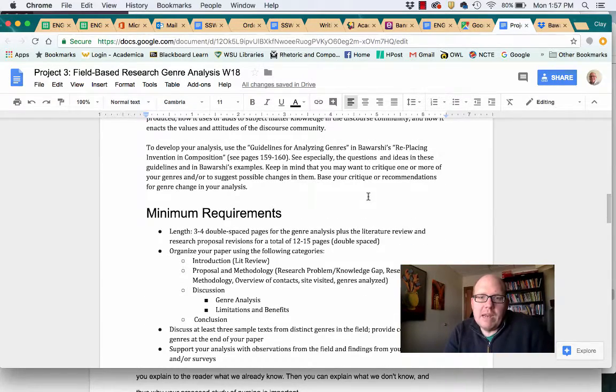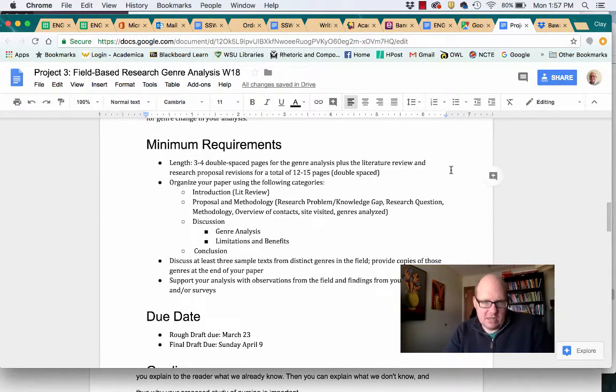So the minimum requirements are 3 to 4 double-spaced pages for the genre analysis, plus the literature review and the research proposal. So that's a total of 12 to 15 pages. Once again, you shouldn't just take Project 2 and copy and paste it. You're going to have to revise it. You're going to have to update the methods discussion because you'll actually do something. You're actually going to have interviews. So I want you to be accurate and tell me what you actually did in your research process.